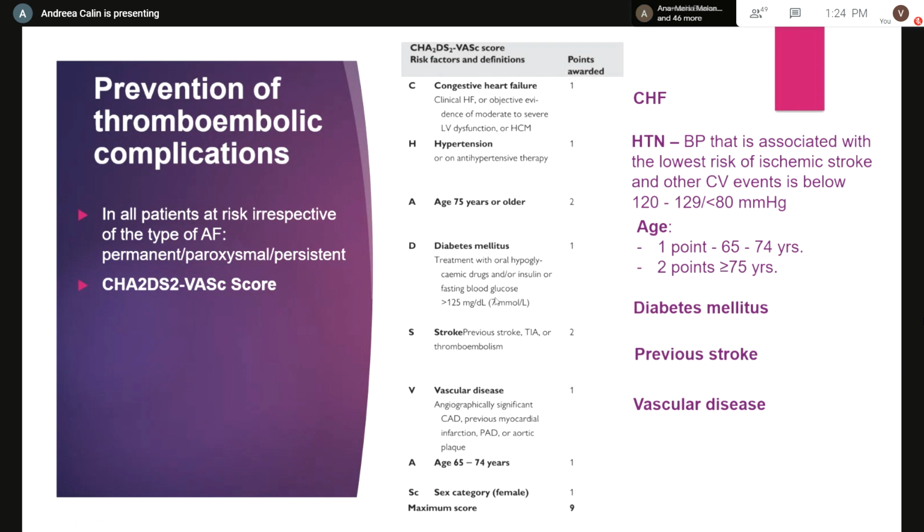And diabetes is also included here. A previous stroke is a risk factor for thromboembolism. Vascular disease is also a risk factor. If there is angiographically significant coronary artery disease, or a previous myocardial infarction, or peripheral artery disease, or even an aortic plaque, these are included here in the vascular disease category, and there is 1 point for this. If the patient is female, there is also a kind of risk, and the female gender has a point in this score.